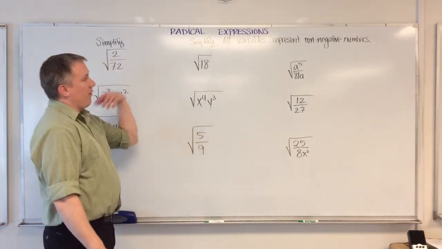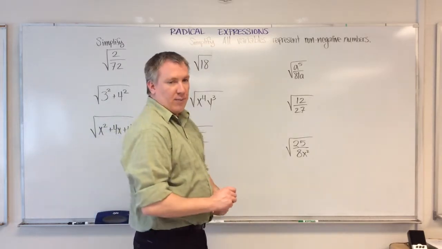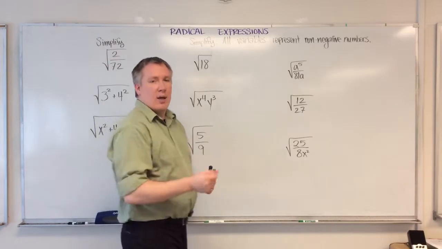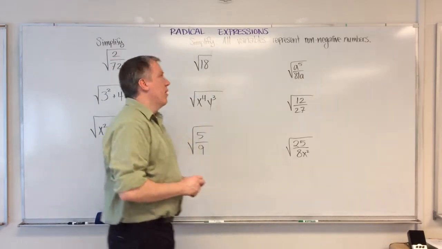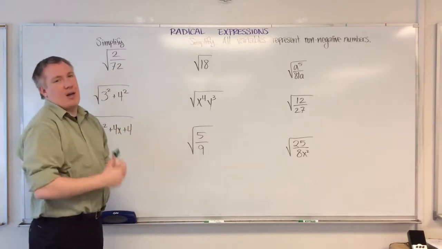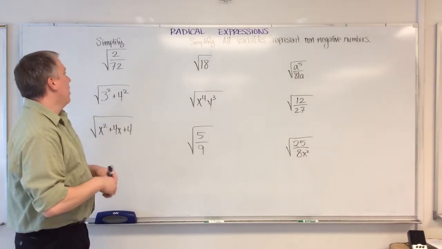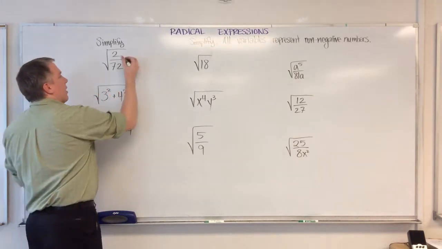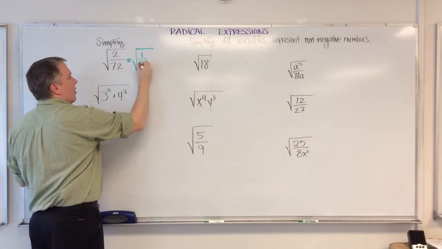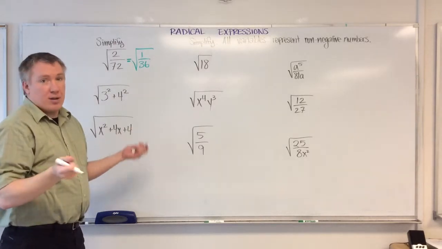Now, the first thing is to know how to simplify a complex radical. We'll go through a bunch of examples pretty quick, and I'll show you the different tips. First of all, you always want to simplify what's inside of the radical. So here in this case, I can reduce 2 over 72 to 1 over 36 because they're both divisible by 2. And then I can just take the square root.